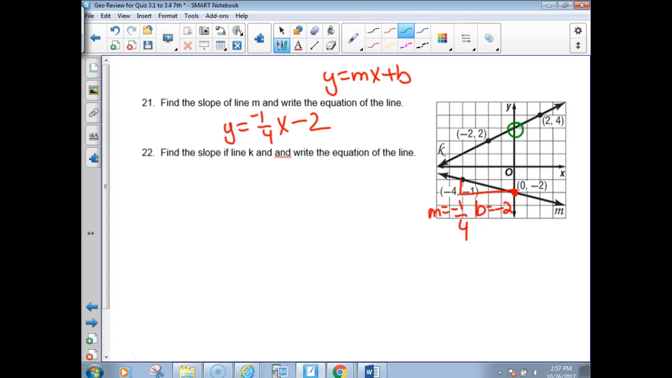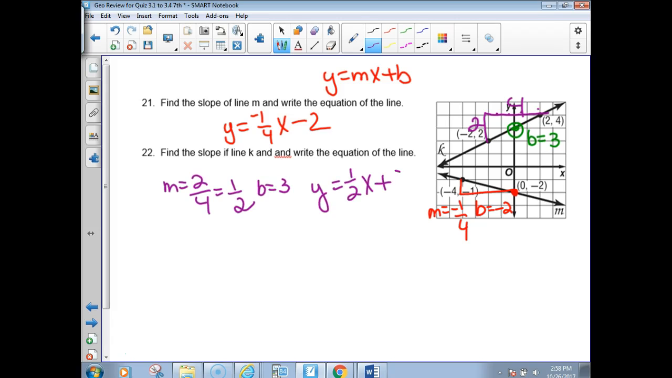And then this line, the b value is 1, 2, 3. And the slope, go from one point to the next. I go up 2, right 1, 2, 3, 4. So the slope for the second line is 2/4, which reduces to 1/2. And b is 3. So the equation is y equals 1/2 x plus 3.